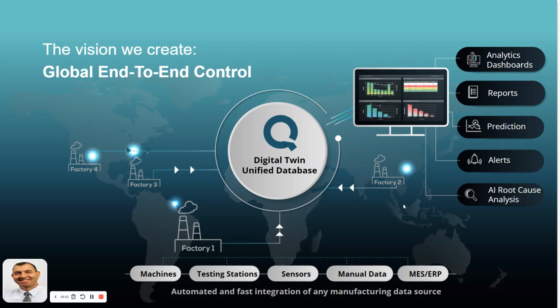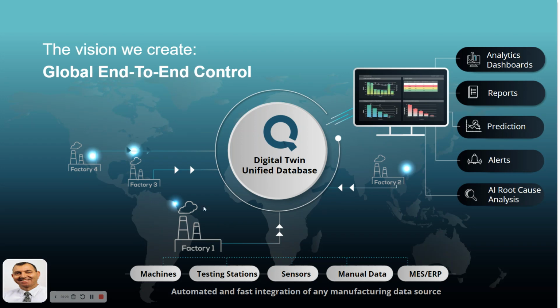Increasing yield or efficiency means that we need to create full end-to-end control over our entire manufacturing process. In order to gain this end-to-end control, we need to be able to use the data that is accumulated in every step in our manufacturing process and from every data source.